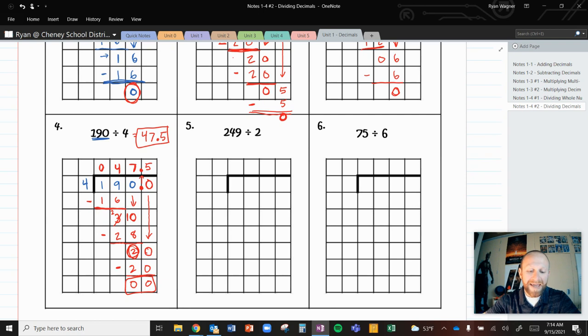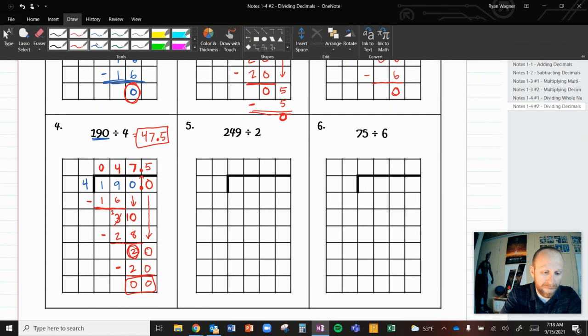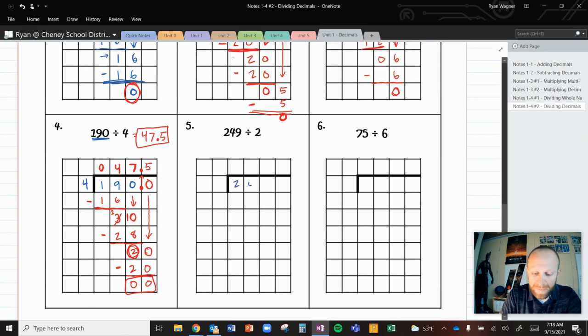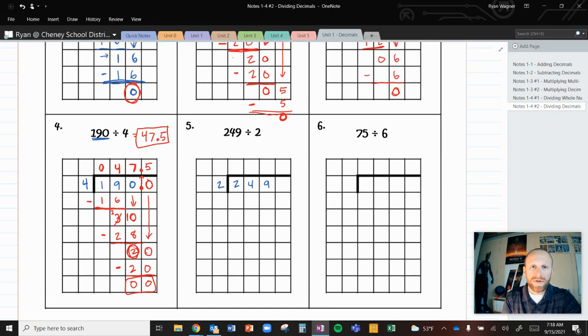Okay, let's try example number 5. Our dividend is our first number, 249. Our divisor is 2. So let's just follow our normal division rules. So 2 goes into 2 one time. We go 1 times 2, which is 2, and then we subtract. 2 minus 2 gives us 0.